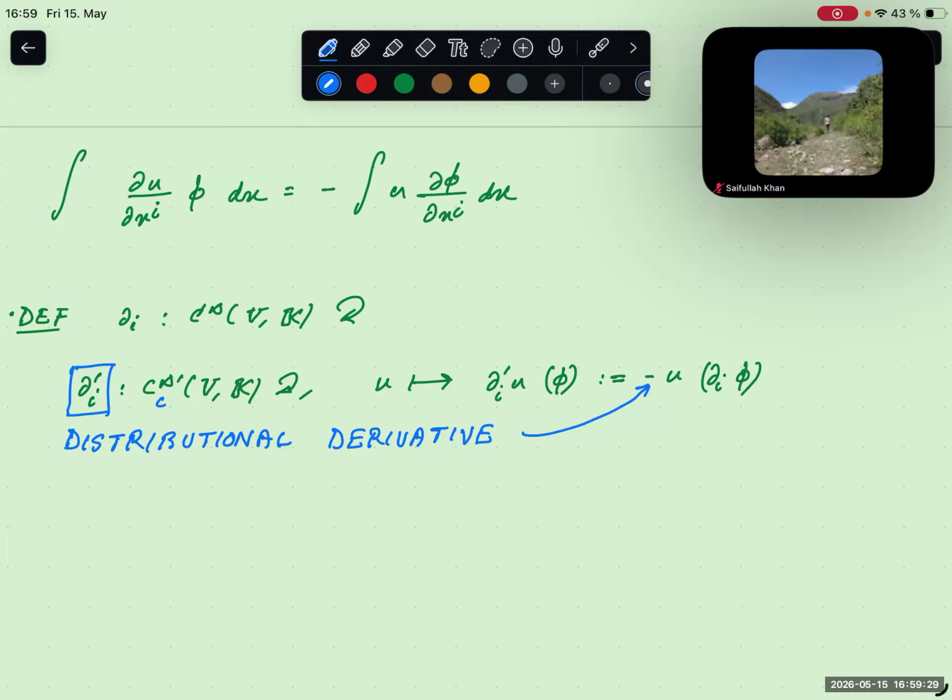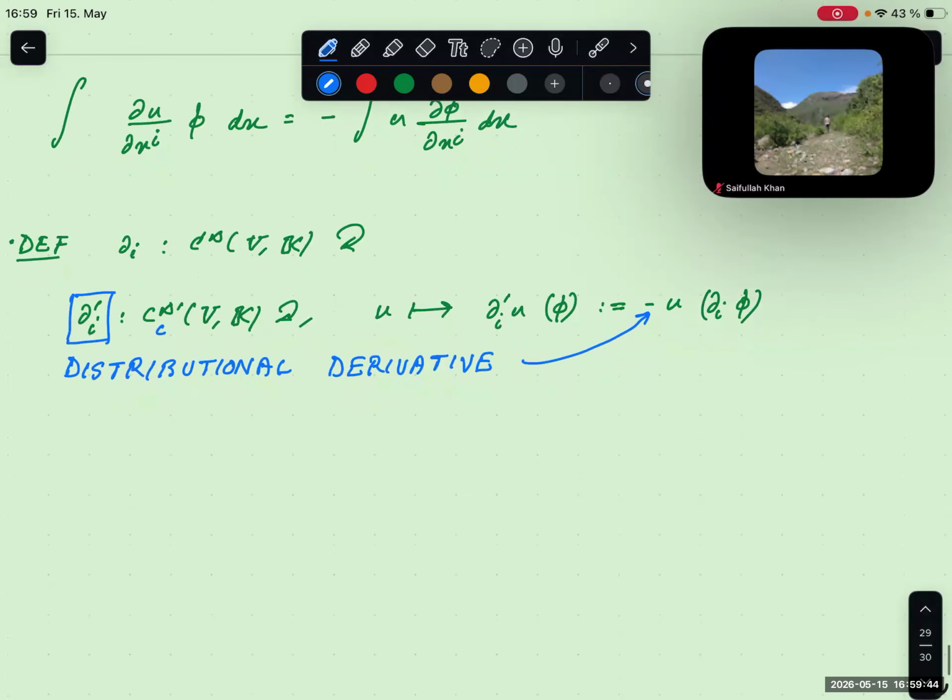Sometimes the distributional derivative and the usual derivative don't even differ by a minus sign. For instance, if you put some i with a sesquilinear form, then sometimes that changes. But you have to make sure that this operator and this operator are not the same. Because, yes? Why are they not the same? Can anyone tell us?